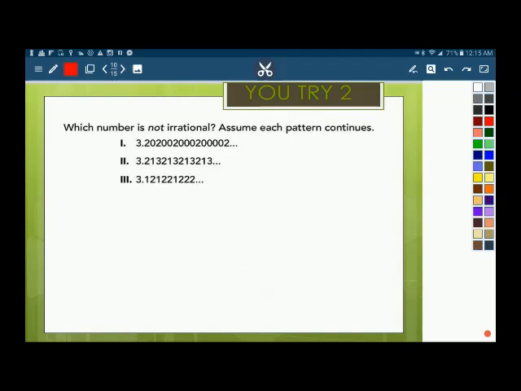Let's have you give this a try. Identify which number is not irrational. Not irrational. Okay, if something is not irrational, that should tell you they want you to identify which number is rational. Okay, remember, rational and irrational are opposites. So we're identifying which ones are not irrational or rational.